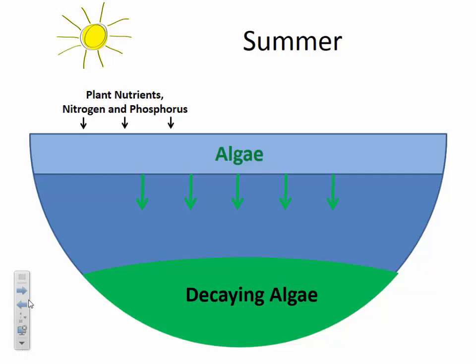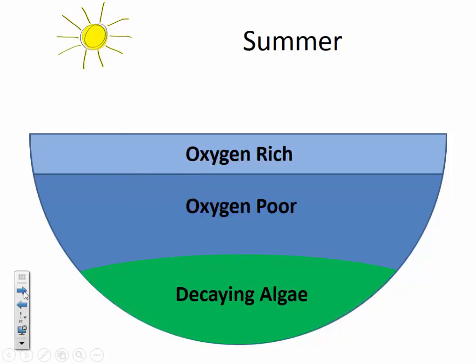As the algae decay, they consume oxygen from the water at the bottom of the lake. And eventually you end up with an oxygen-poor layer near the bottom of the lake and an oxygen-rich layer of water near the surface of the lake. The oxygen is drawn out of the water by the decaying algae until there's essentially no oxygen in the water below the thermocline. The surface layer stays oxygen-rich because it's in contact with the atmosphere.